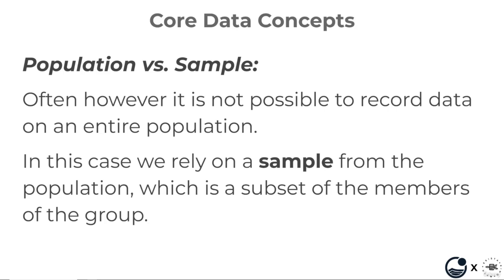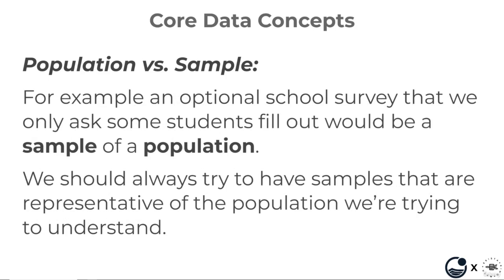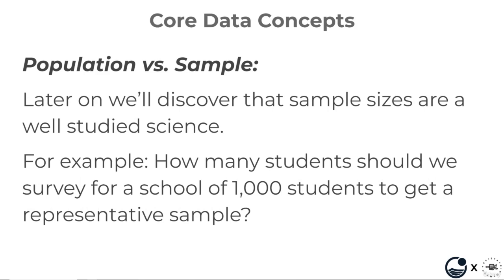Now, often, it's not going to be possible to record data on an entire population. In this case, we rely on a sample from the population, which is a subset of all the members of the group. For example, let's imagine we had an optional school survey that we only ask some of the students to fill out. In this context, that would be a sample of the population of the entire school. We should always try to have samples that are representative of the population we're trying to understand. So having a survey where only 2 students fill it out in a school of 1,000 students is probably not a representative sample. Later on, we'll discover that sample sizes are a very well-studied science.